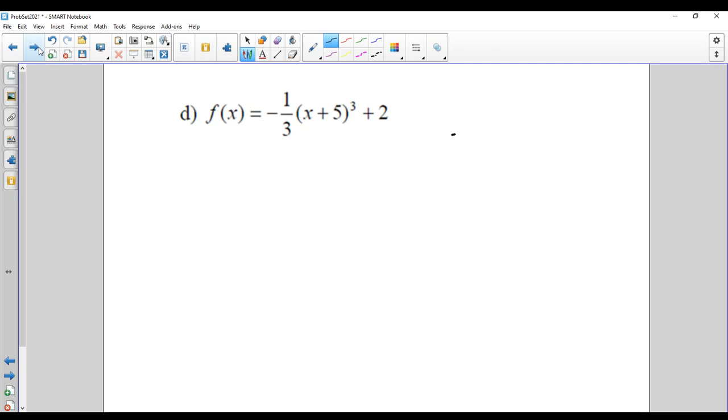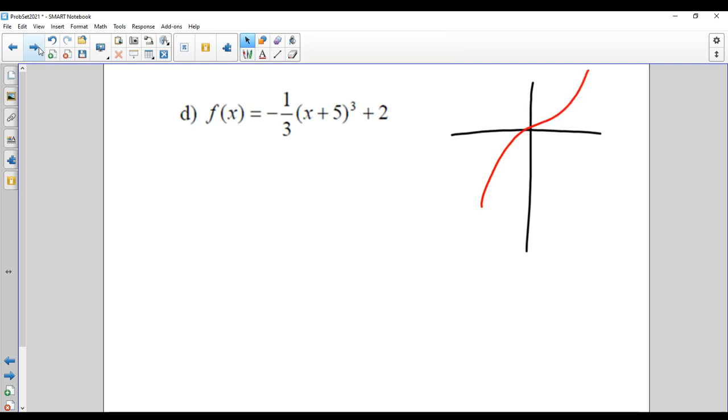A cubic function looks like this. Just reminding you, that's what a cubic function looks like. Okay, that's before the transformations. What is the domain and range of that cubic function? Naomi, what do you think? Help me out, please. Look at that picture that I just drew. What would be the domain and range of that?